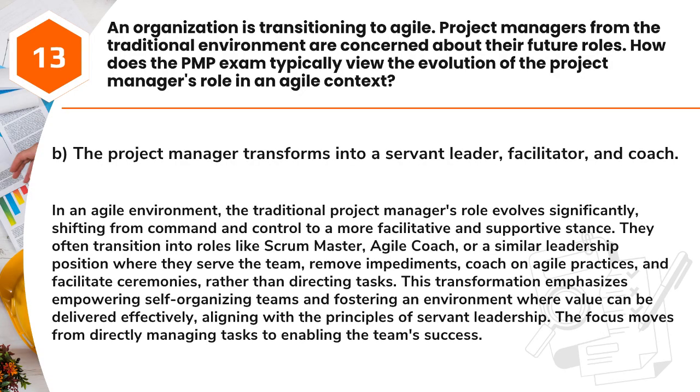Answer: B. The project manager transforms into a servant leader, facilitator, and coach. In an Agile environment, the traditional project manager's role evolves significantly, shifting from command and control to a more facilitative and supportive stance. They often transition into roles like Scrum Master, Agile Coach, or a similar leadership position where they serve the team, remove impediments, coach on Agile practices, and facilitate ceremonies, rather than directing tasks. This transformation emphasizes empowering self-organizing teams and fostering an environment where value can be delivered effectively, aligning with the principles of servant leadership. The focus moves from directly managing tasks to enabling the team's success.